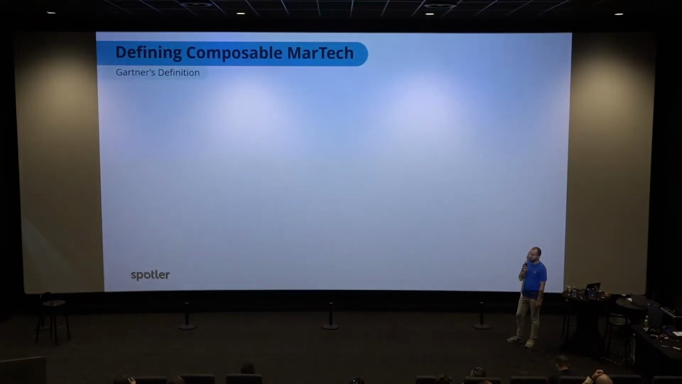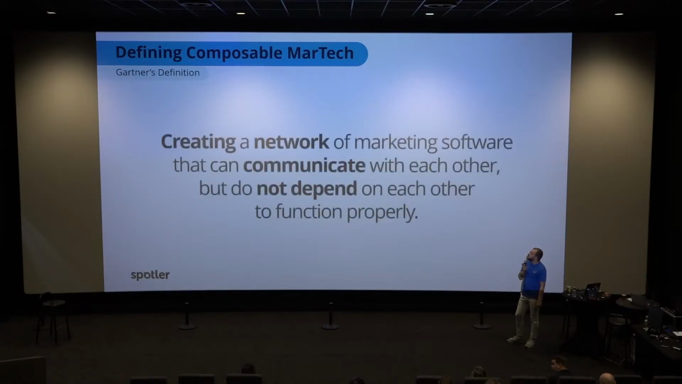Composable MarTech, I use Gartner's definition every single time that I talk about composability, which is every week, I guess. So I think a lot of people here will have seen it already. But basically what Gartner defines composability as is creating a network of, you can read it, but I'm going to read it out loud, of marketing software that can communicate with each other, but do not depend on each other to function properly.